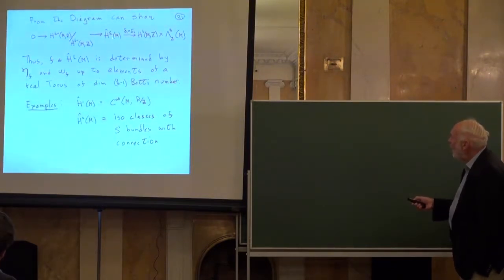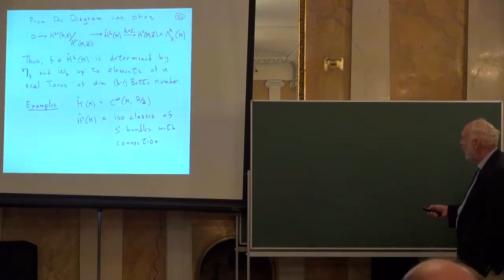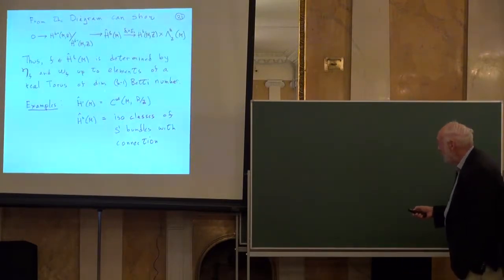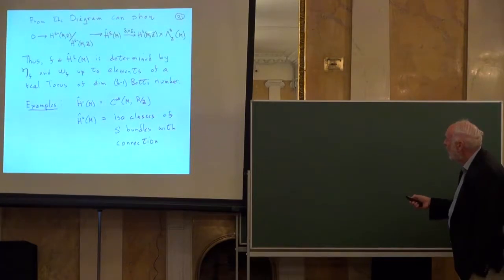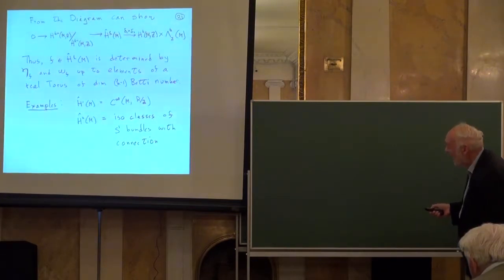And so this is more than the right-hand side. This is the two right-hand sides glommed together. And thus, it says it's determined by eta sub f and omega sub f, but only up to elements of a real torus whose dimension is the k minus first Betti number. So if there was no Betti number there, that's all it would be as a form and everything, but it's not. Okay, so let's look at some examples.